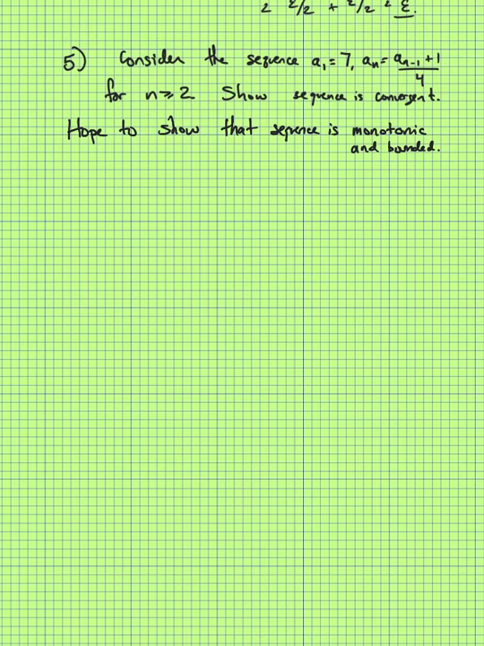If you're trying to show it's monotonic, you're trying to show it's increasing or decreasing. So it's helpful to just work out a couple of the first numbers, and then hope that you can show which one you're supposed to show. So let's just work out A2. This is A1, which is 7 plus 1 over 4, which is 2. A3 is equal to 2 plus 1 over 4, which is 3/4. Okay, so I'm going to guess that it is decreasing.